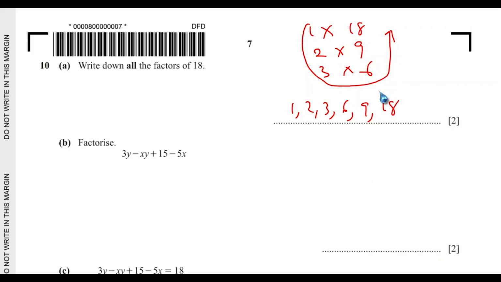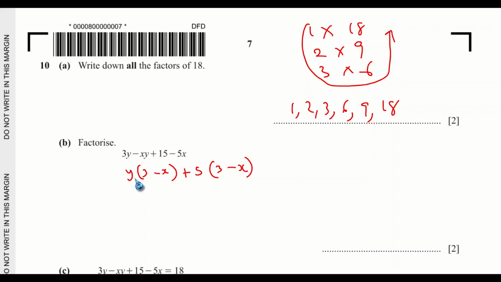Okay, so part B, you have to factorize this expression. Let's factorize this directly. So what is common here? If you take y here, you'll be left with 3 minus x, then you have plus 5, then into 3 minus x. So this is what you have here.